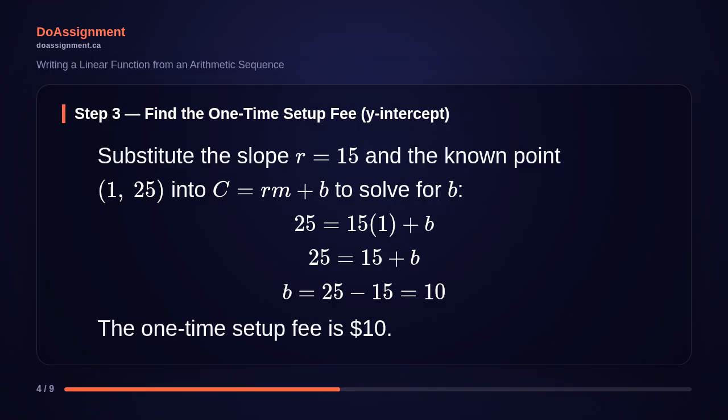Now we find the setup fee by substituting the slope of 15 and the point month 1, cost 25, into c equals r times m plus b. We get 25 equals 15 times 1 plus b, so b equals 25 minus 15, which is 10. The one-time setup fee is $10.